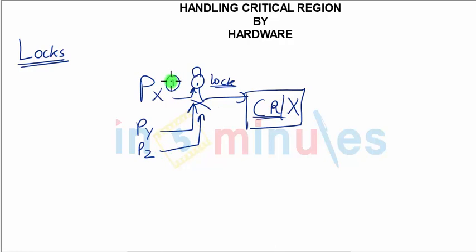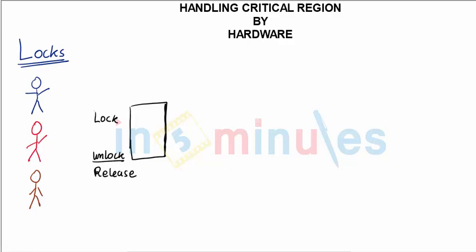Seeing this in a more practical manner, let's consider we have three processes: process 1, process 2, process 3. There is only a single lock. So if process 1 acquires this lock, it would enter the critical region. During this period, even if P2 tries to acquire the lock, it will not be given. So P2 and P3, even if they try to acquire, will not be granted access.